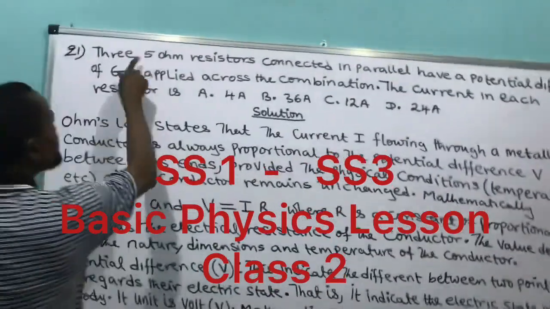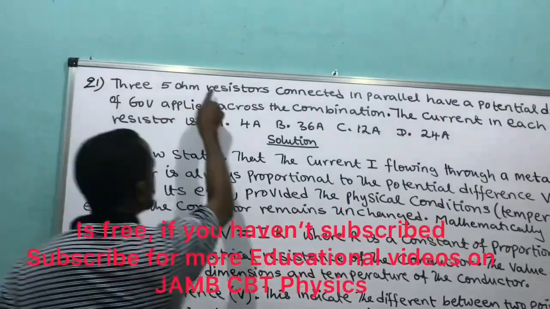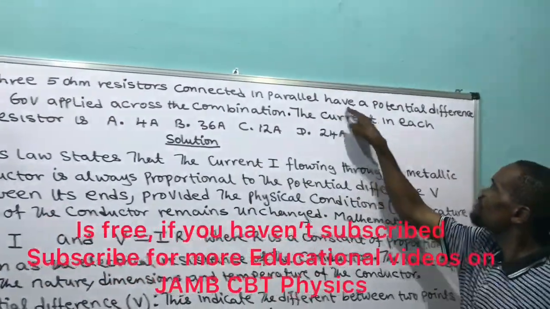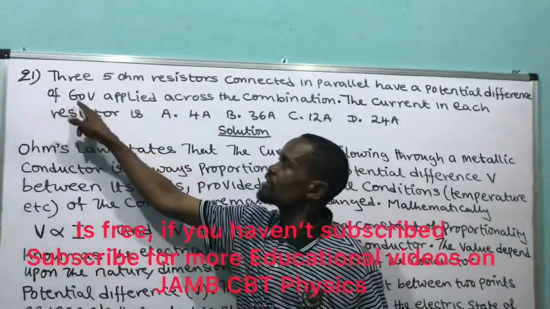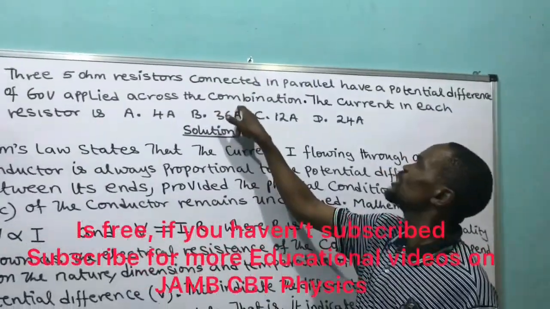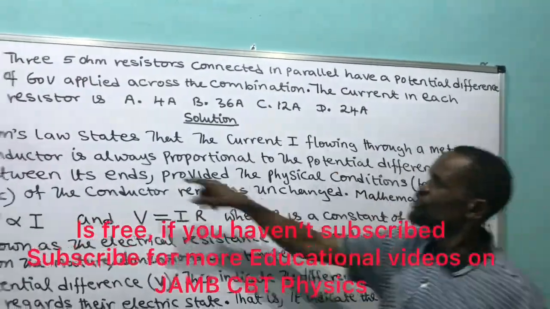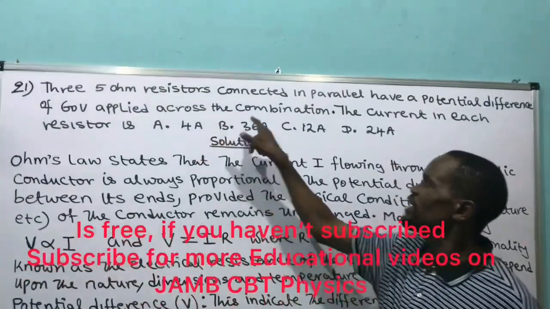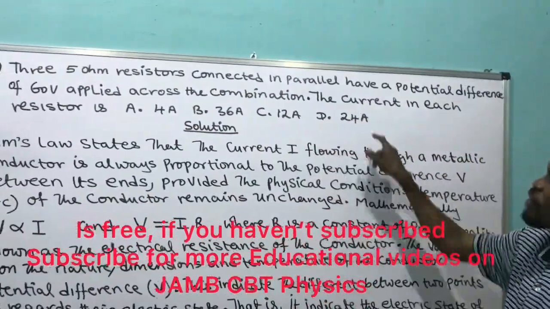Again, 3 ohms, that means 5 ohms is to 3. 3 and 5 ohm resistors connected in parallel have a potential difference of 60 volts applied across the combination. The current in each resistor is: A, 4 ampere; B, 36 ampere; C, 12 ampere; D, 24 ampere.